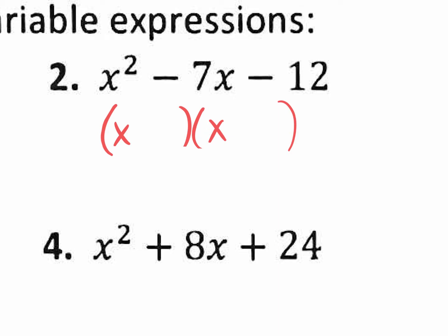It gets weird, right? Or a 6 and a 1. But anyways, there's no number. That's why we're able to set this up. And then you simply think, what times what is your c value, negative 12, that if you combine together is your b value, which is negative 7.